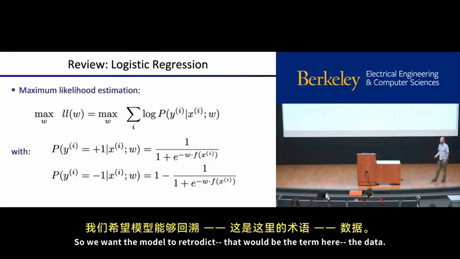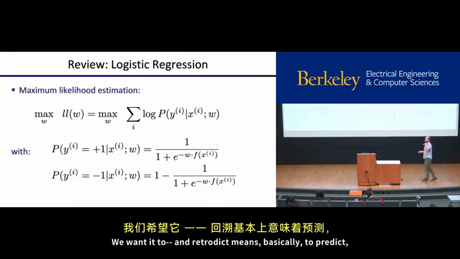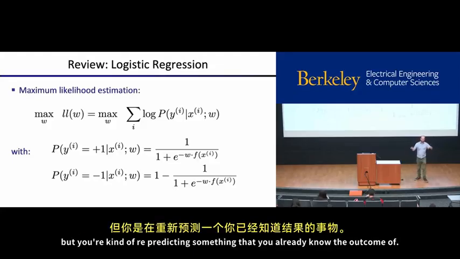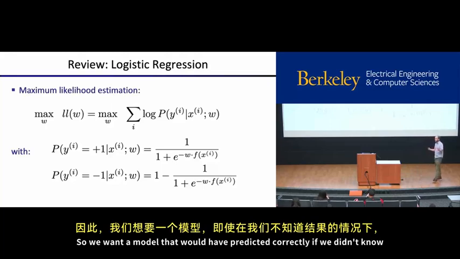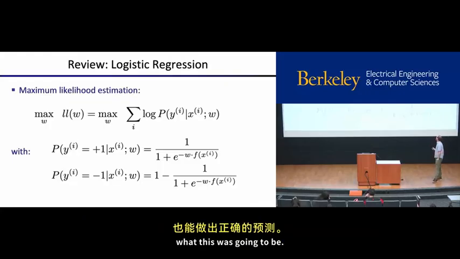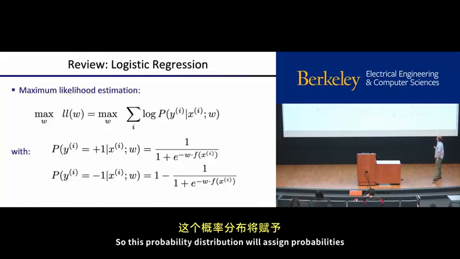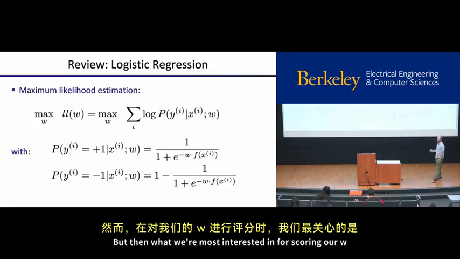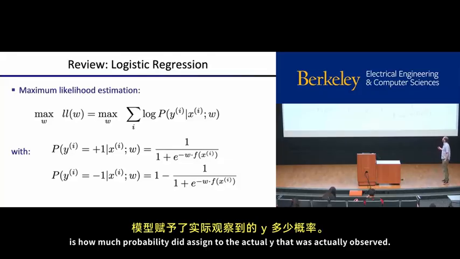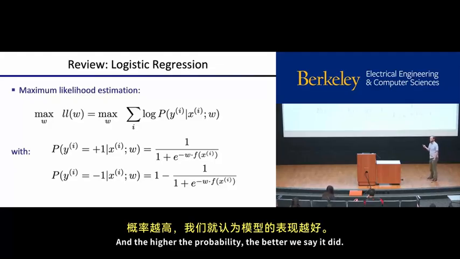So we want the model to retrodict, that would be the term here, the data. Retrodict means basically to predict, but you're kind of re-predicting something that you already know the outcome of. So we want a model that would have predicted correctly if we didn't know what this was going to be. So this probability distribution will assign probabilities to all the possible different Y's. But then what we're most interested in for scoring our W is how much probability did it assign to the actual Y that was actually observed.